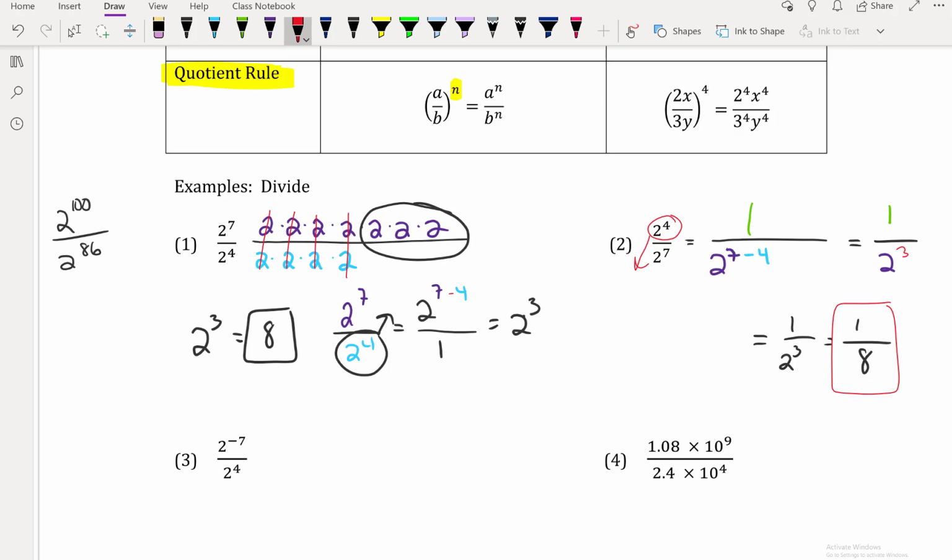So notice that slight difference here, right? If that exponent is bigger in the numerator, then I subtract the exponent from the denominator. Versus for number 2, if the exponent in the denominator is bigger, then I subtract the exponent from the numerator.